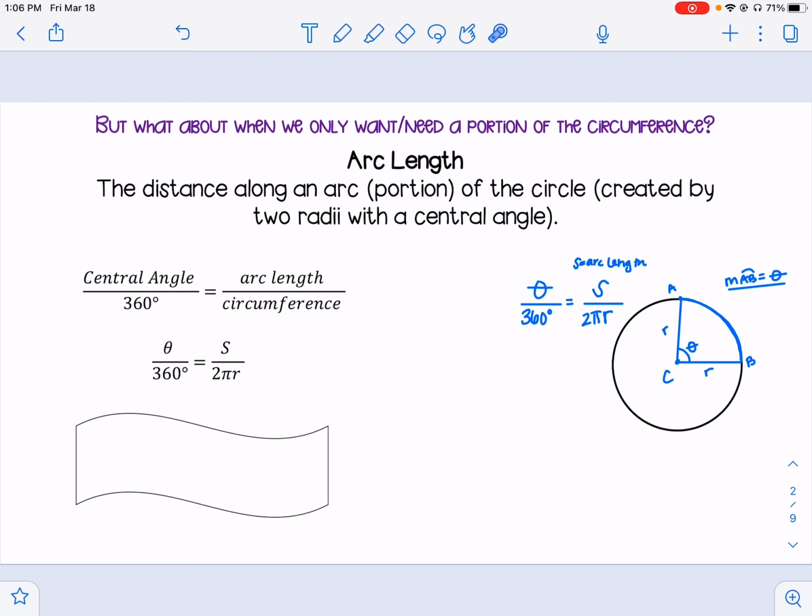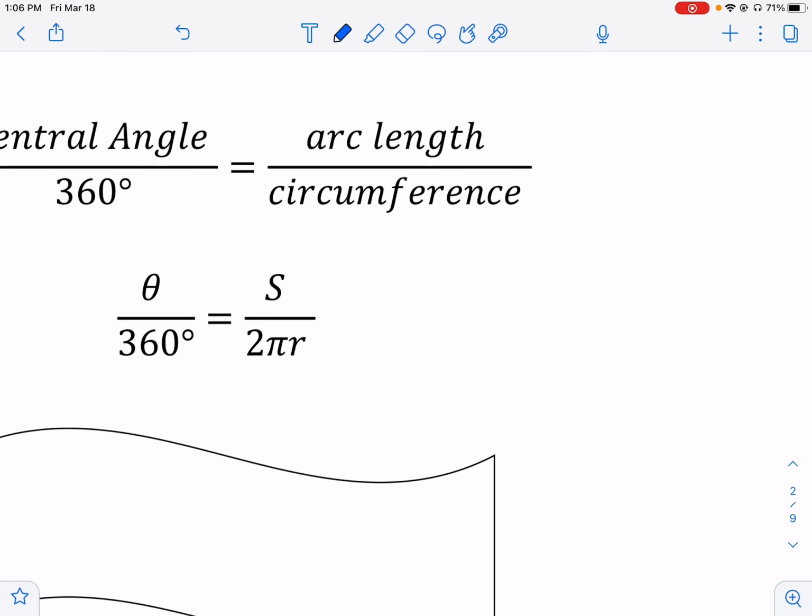Now we can go ahead and isolate this for S. We know that an equation typically has what you want isolated. So I can do that using cross multiplication here. It's going to give me S times 360 equals theta times 2 pi r. And then to get S by itself, I'm going to divide by 360.